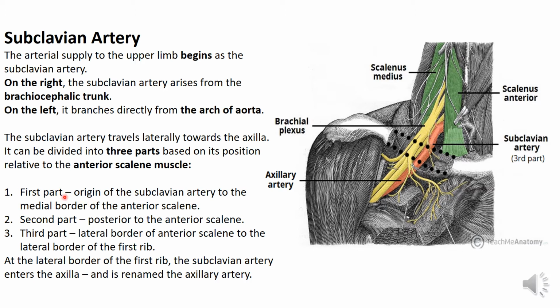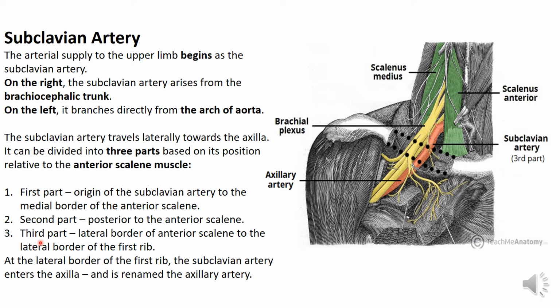The first part is near to the medial border of the scalene muscle. This is the medial border. So the first part is near to the medial border. We cannot see the first part here. The second part is posterior or under the anterior scalene muscle. The second part is under this muscle, which is also invisible in the picture.